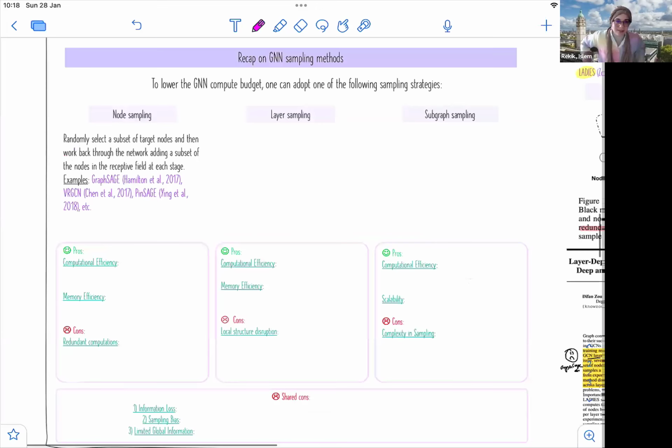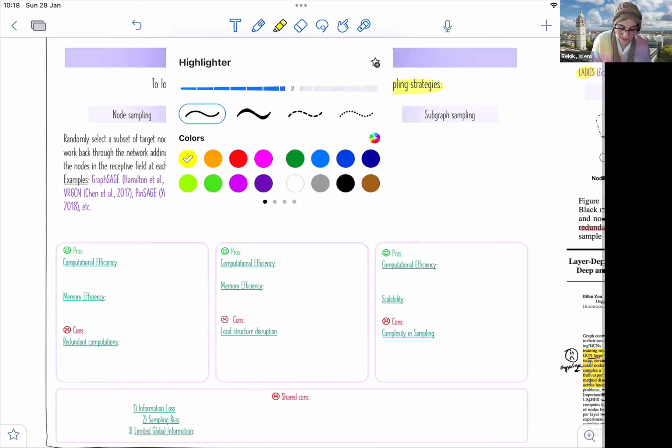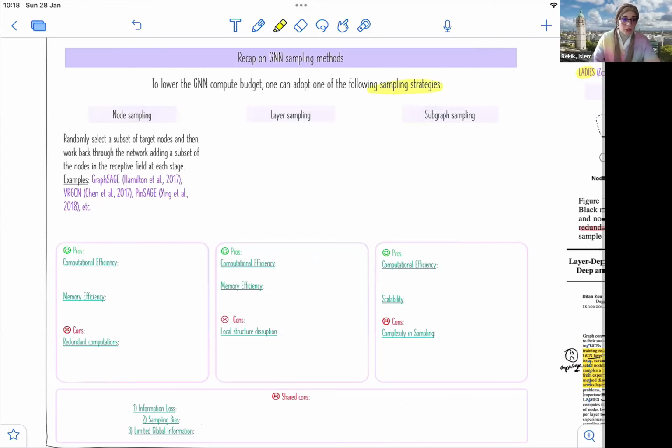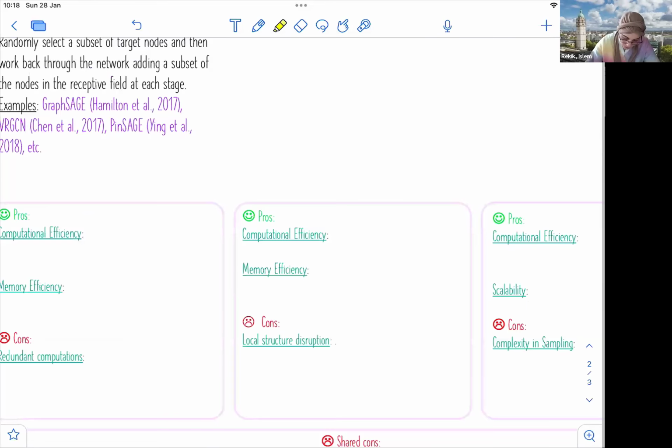So, recap time. We have seen that there are different sampling methods to create training mini batches in GNNs. To lower the GNN compute budget, one can adopt one of the following sampling strategies, and each has pros and cons. So let's look at these strategies together. First, node sampling.